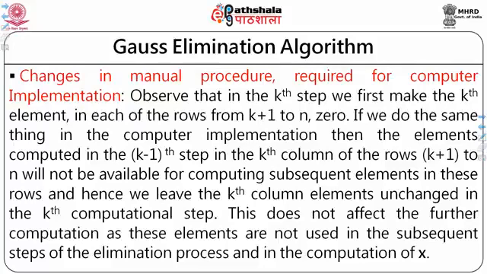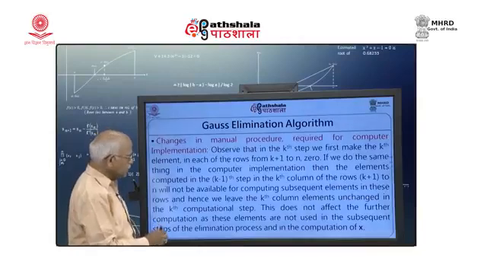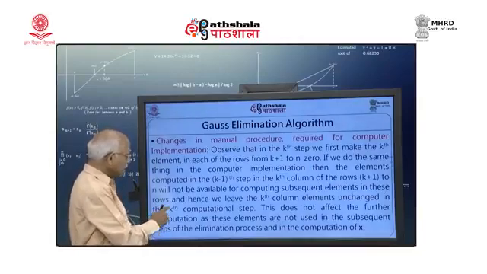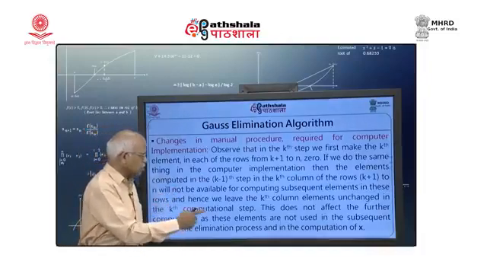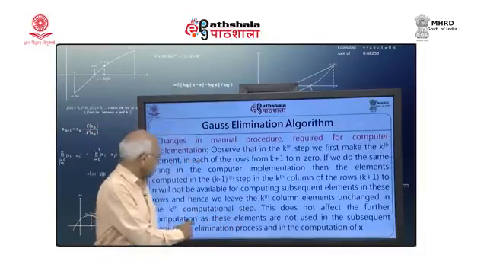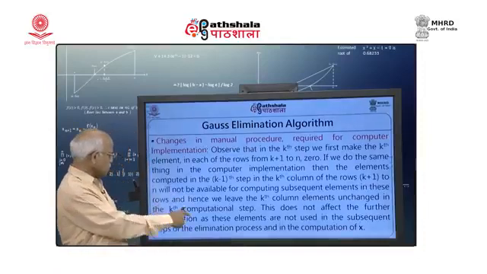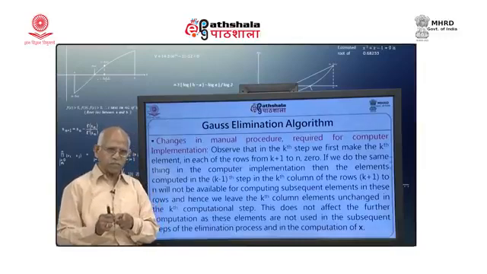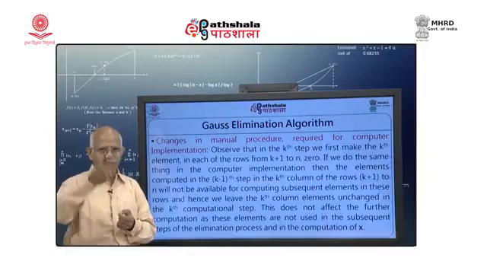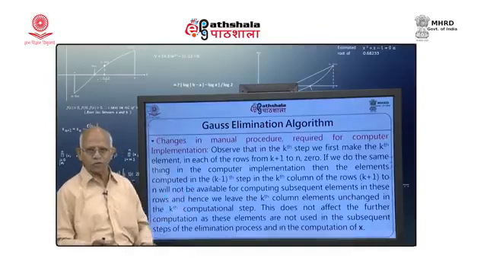whereas you need to use that element in computation of the remaining elements of that row, and therefore, we do not make it 0. So, we leave the kth column element unchanged in the kth computational step. This does not affect the further computation, as these elements are not going to be used in the subsequent steps of the elimination process. The matrix will store those below-diagonal elements in the kth step without changing them and not making them 0, because that is not going to affect my further computations.